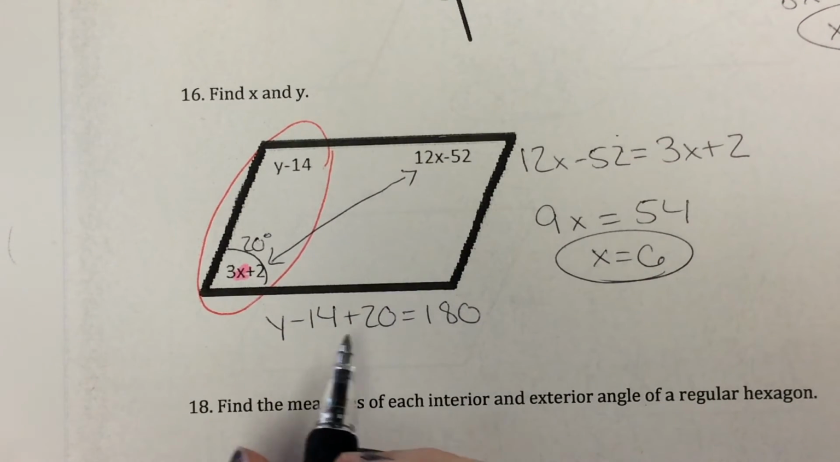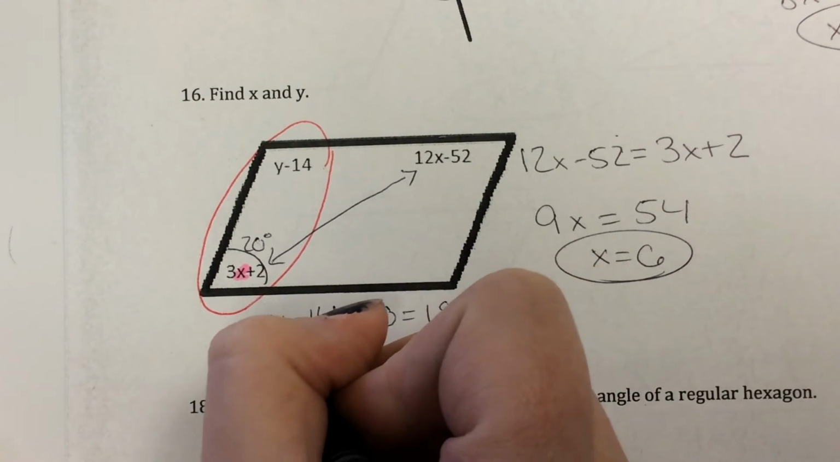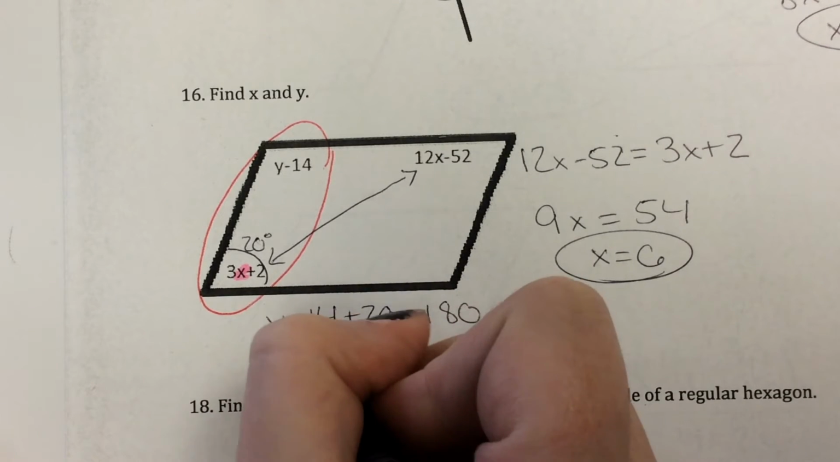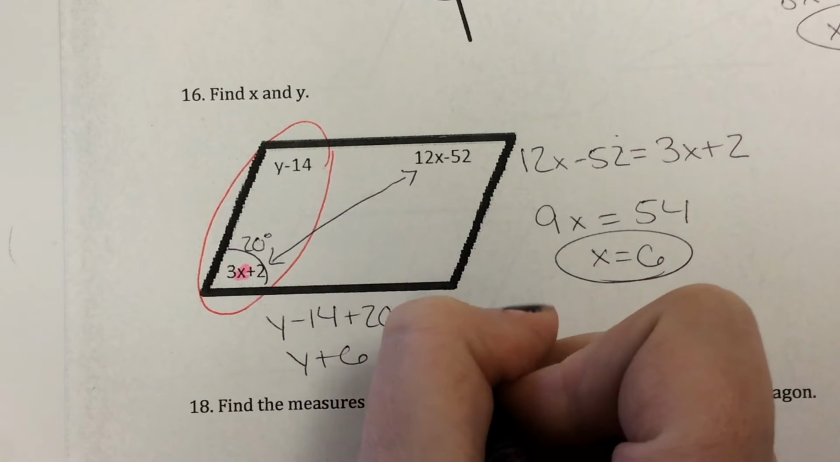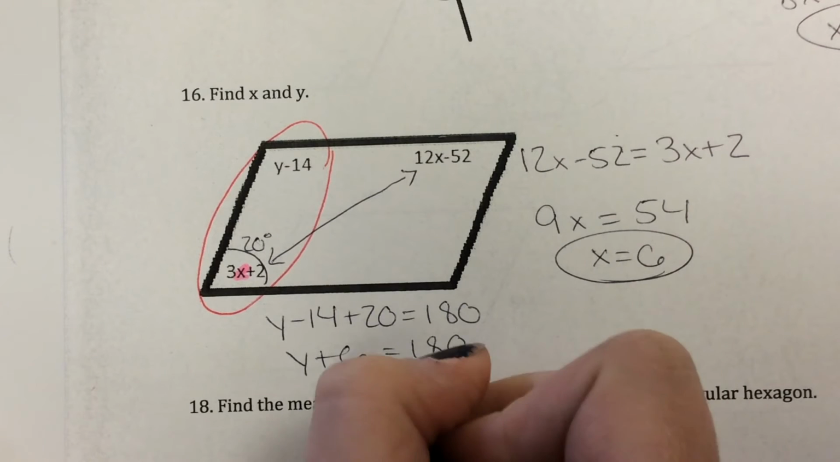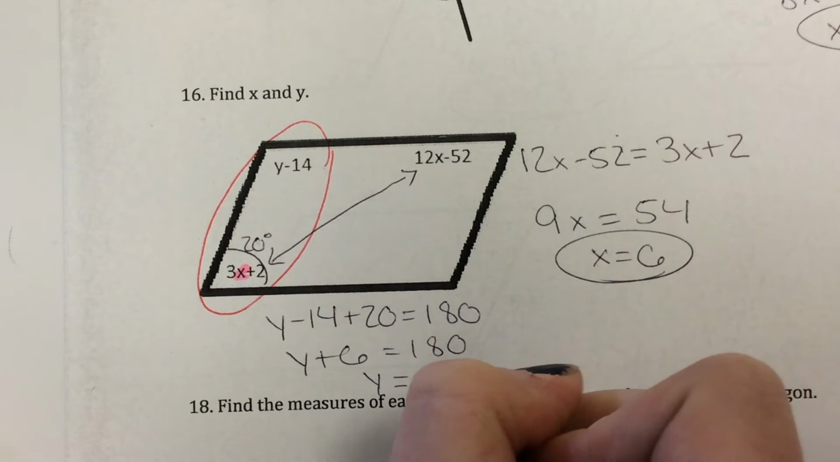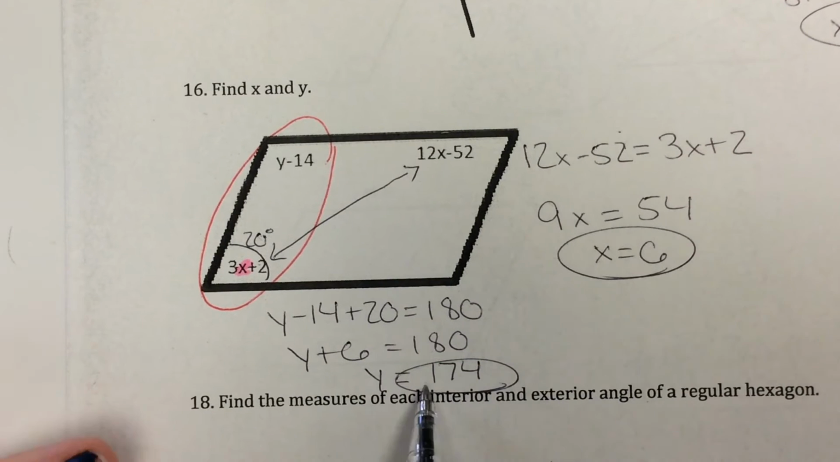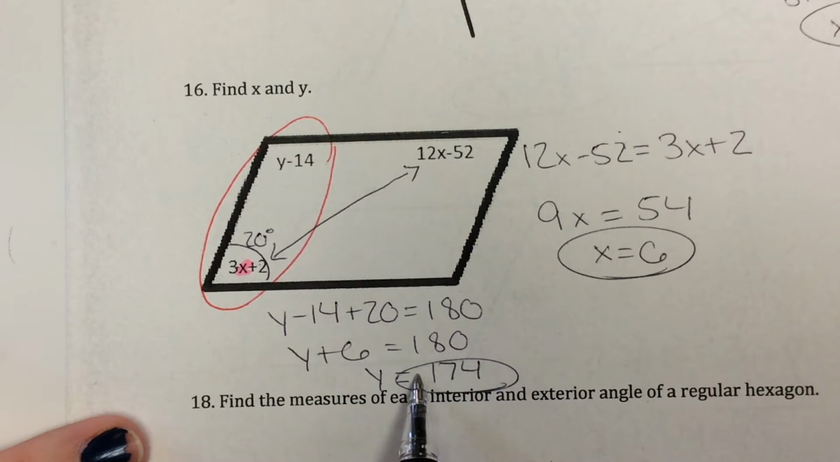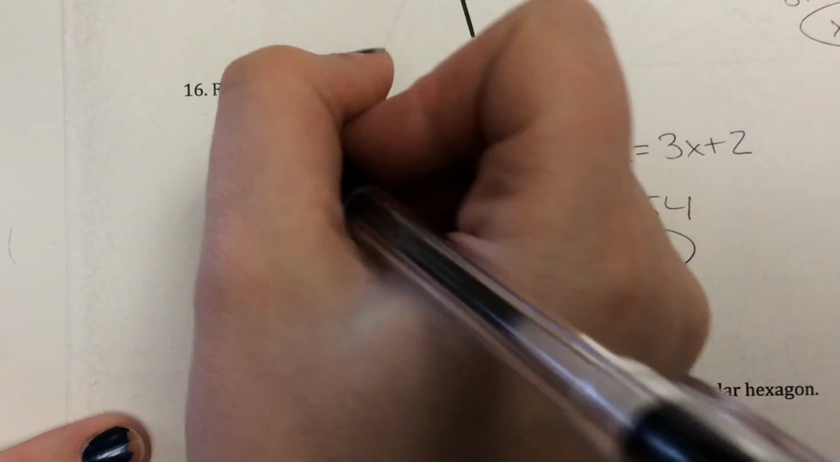Okay, so negative 14 plus 20 is 6. And then if you subtract 6, you get y equals 174. All right, and this is our answer. If we take this y and plug it in here, we've got 174 minus 14 makes this 160.